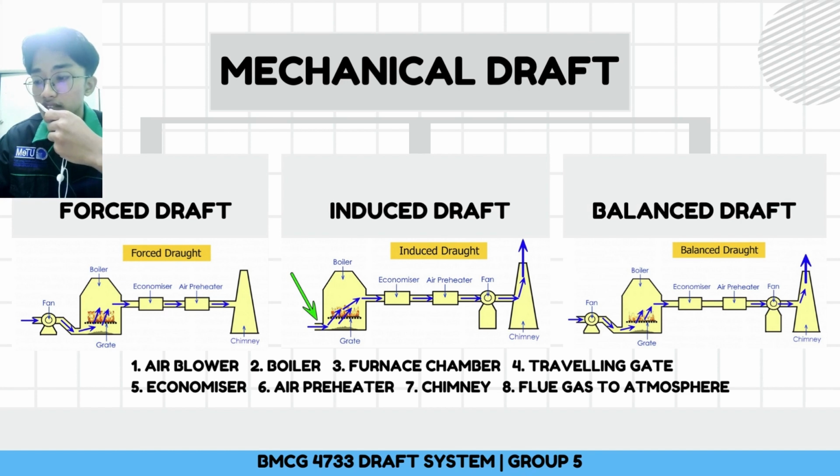Lastly, for balanced draft, a fan or blower is positioned at the inlet of the system to force air or gases into the combustion chamber or process. Another fan or blower is placed at the outlet to create negative pressure, drawing flue gas or exhaust out of the system.